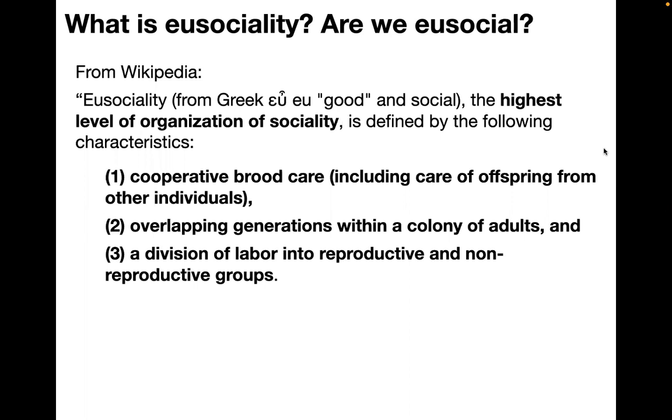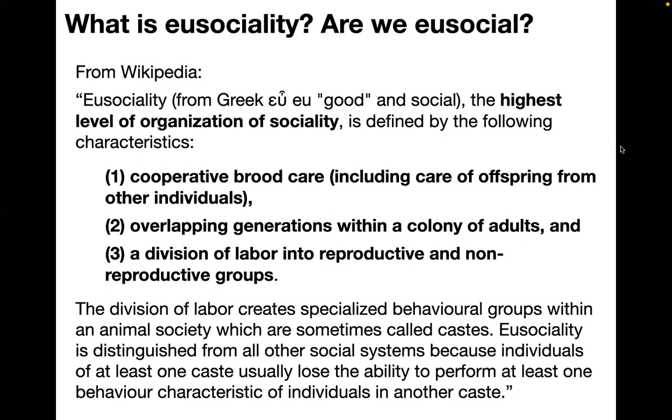So in these ant colonies, there's a queen who's reproducing, and many worker ants, or ants that have different roles, division of labor into different roles, but those individuals are not reproducing. Okay, so that's what this describes. Those different specialized roles within a eusocial society are called castes. Eusociality is distinguished from other social systems because individuals in one caste often can't do the other roles.